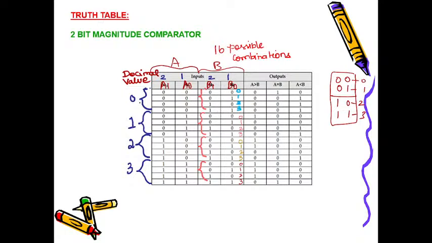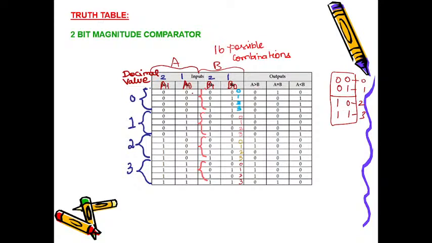So first I'm comparing the decimal value 0 with the values of B. What are the values of B? 0, 1, 2, 3. From the decimal value, you could directly tell me which is going to be equal, lesser, greater, everything. But how a circuit has to work, that we are going to instruct. So how many possible outputs do you have? A greater than B, equal to B, less than B.